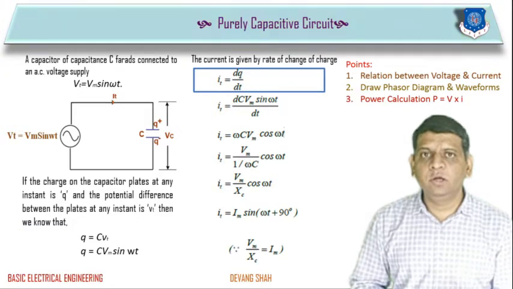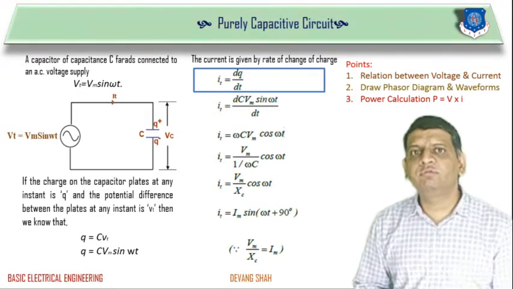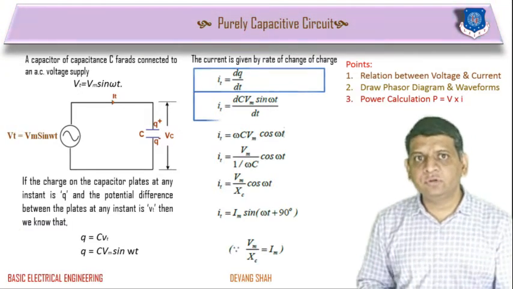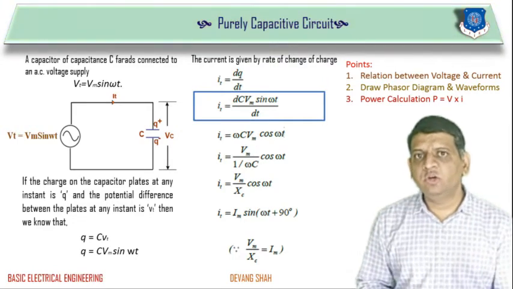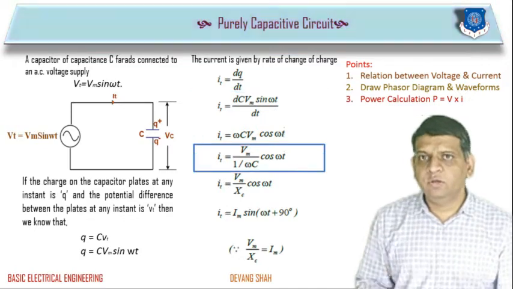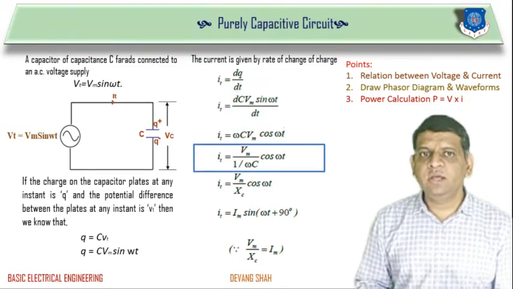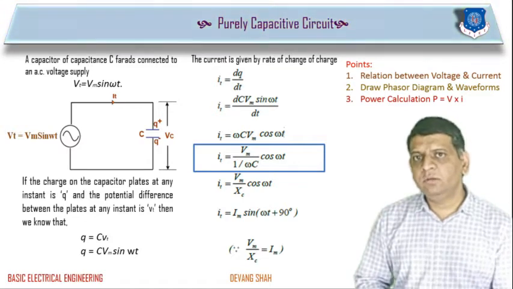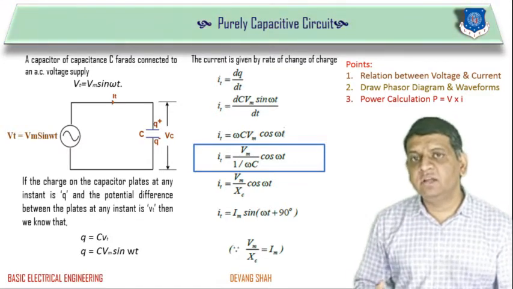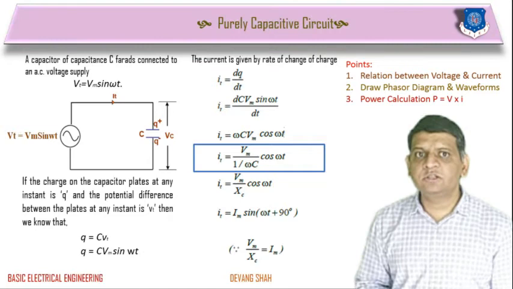So that i(t) is nothing but dq by dt. Once I put the equation of charge being stored in a capacitor, in this particular equation you will find i(t) is equal to d(C Vm sin omega t) divided by dt. So you can find i(t) is equal to Vm divided by 1 by omega C into cos omega t, right? So 1 by omega C I can represent as the reactance of capacitor, and that is replaced by Xc.